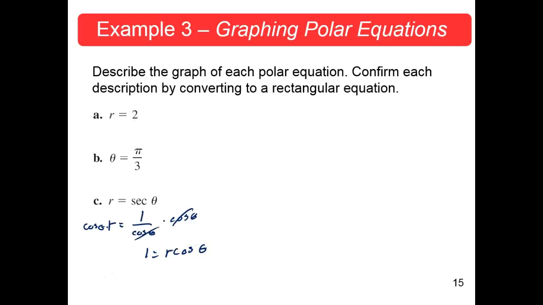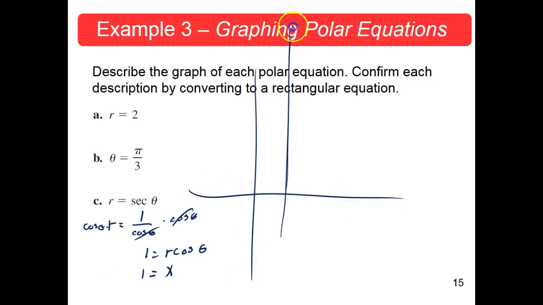Does anyone remember what r cosine theta is? X. X equal 1. And wasn't that what I just described? If this is your rectangular coordinate system, x equal 1. I didn't do the lower part, but you could have. That's it. We guessed right. Vertical line, x equal 1. See how that works?